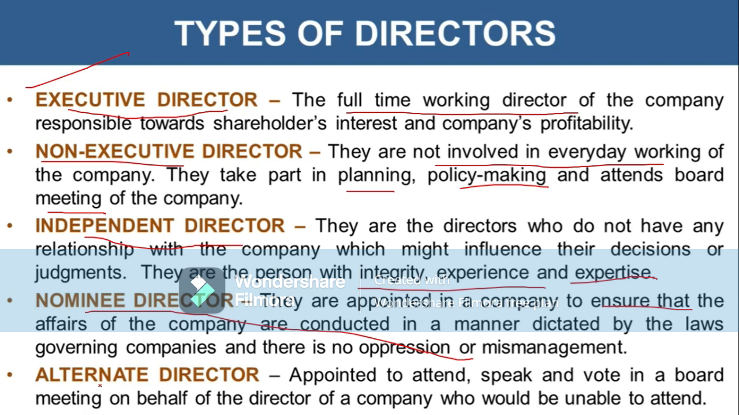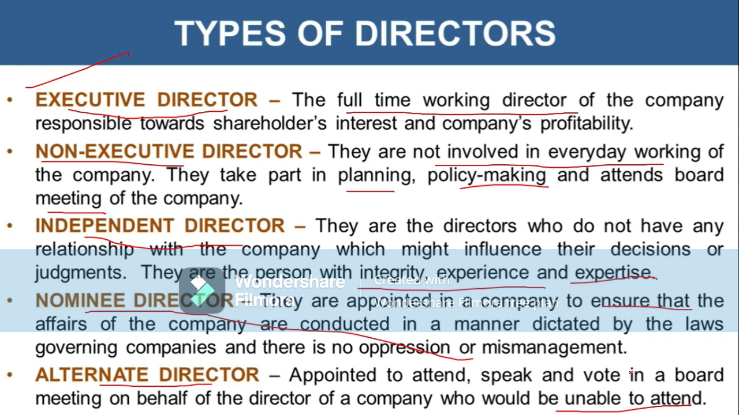And coming to alternate director, this is a person who is appointed only to attend, speak and vote in a board meeting on behalf of a director of a company who would be unable to attend. If any one of the directors is in a position not to attend the board meeting of a company, then on behalf of that person, this alternate director can attend, speak and vote in that meeting. So that person is known as an alternate director.